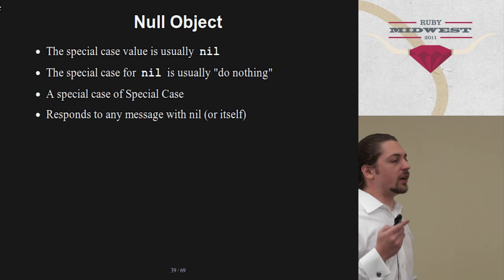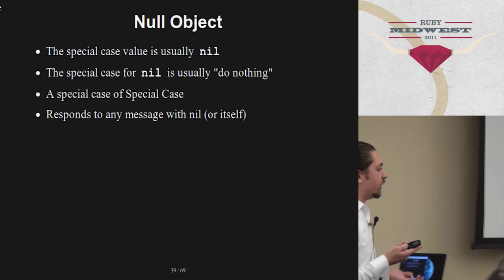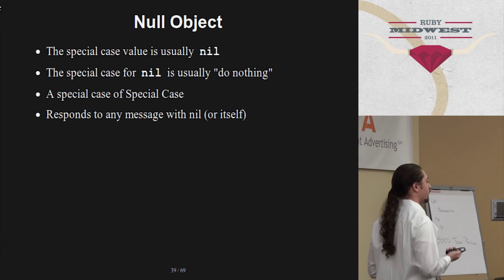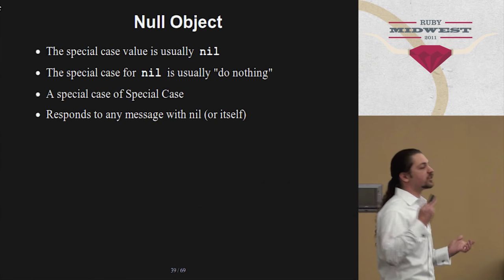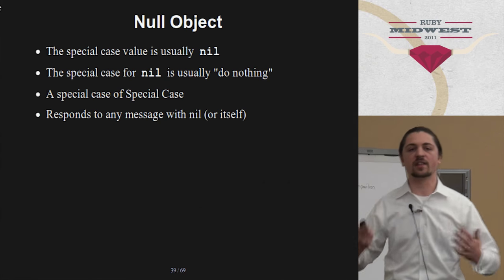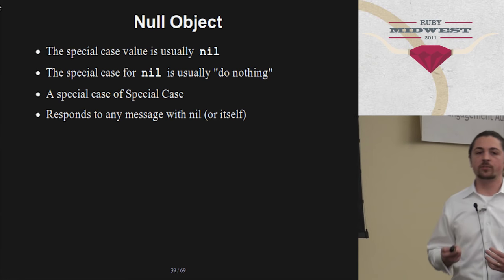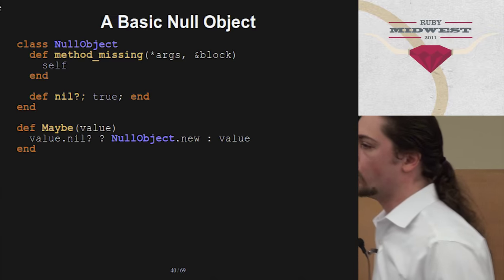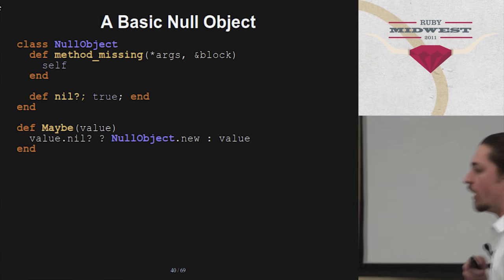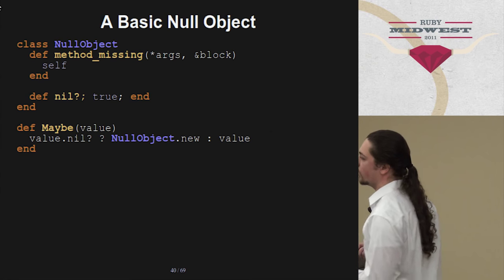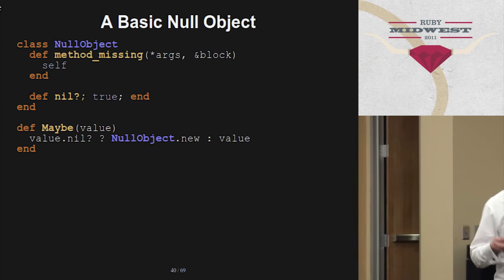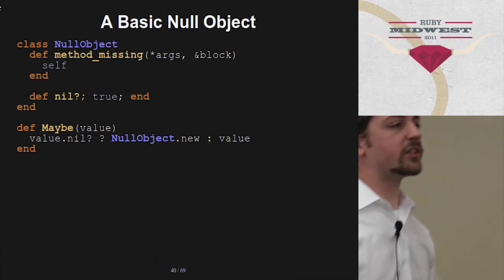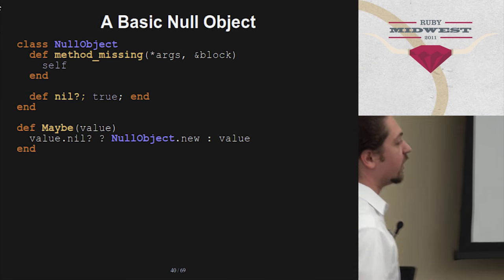Another way of dealing with these special cases is something called the null object pattern. This is based on the observation that the special case, more often than not, is nil. And more often than not, the way we want to handle the special case of nil is by doing nothing. So a null object is an object that basically exists to do nothing. Here's a very basic implementation of a null object. We implement method missing to do nothing, so it'll take any message, any method, and it'll do nothing and then return itself. We're also implementing the nil predicate to say this object is kind of like nil. We also make a little helper method called maybe, which helps us construct these null objects. It basically replaces nils with null objects. It passes other objects through, but if an object is nil, it gives you a null object back.